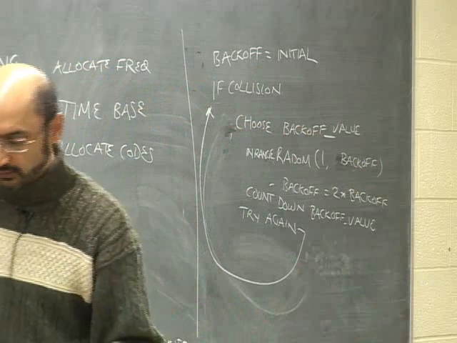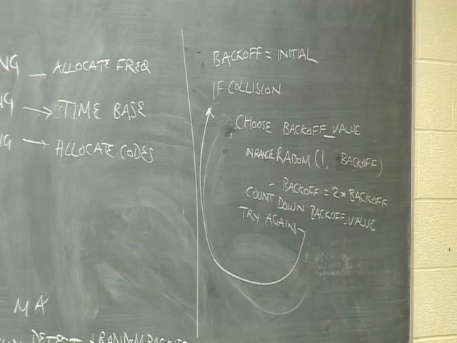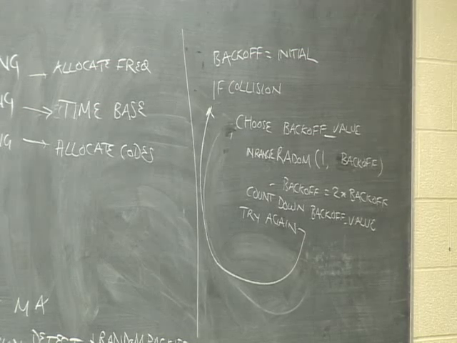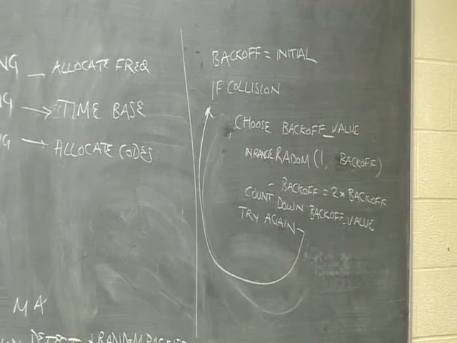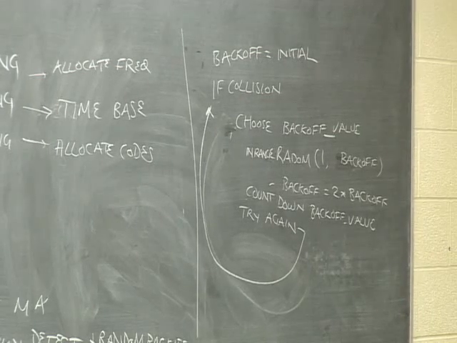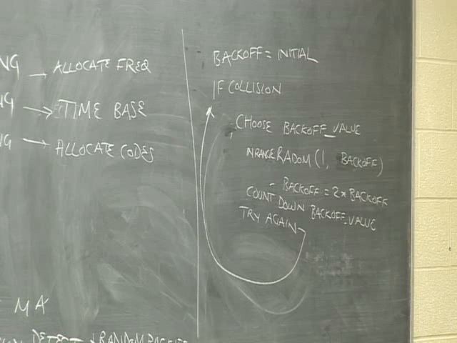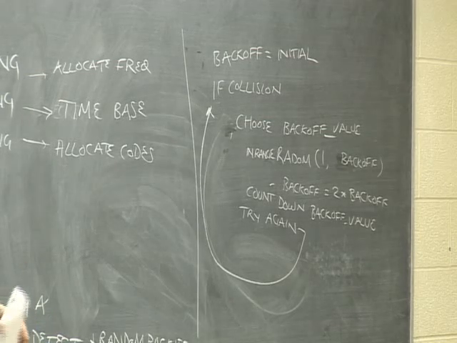So for example, if two collided and the initial backoff value was 10, they'd both choose a number randomly in the range 1 to 10. One may choose 6, one may choose 2. So you start counting down, 2 goes to 1, 6 goes to 5, 1 goes to 0, 5 goes to 4. The person who counted down to zero wins. They got through because the other person is still at four. Let's say they both chose small values and both got to zero at the same time. They're going to double the range and try again. Hopefully they won't collide again.